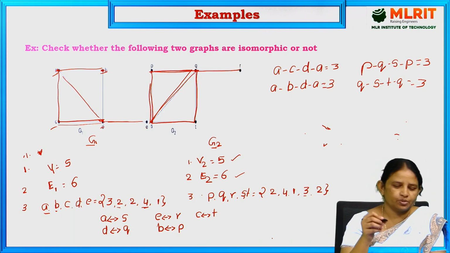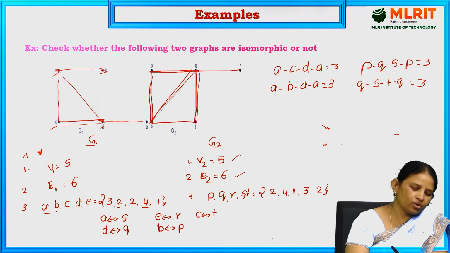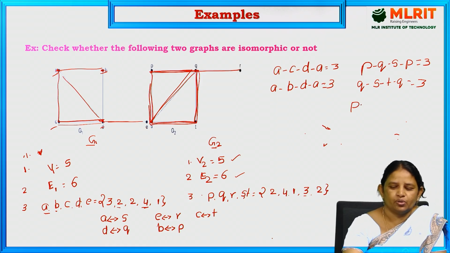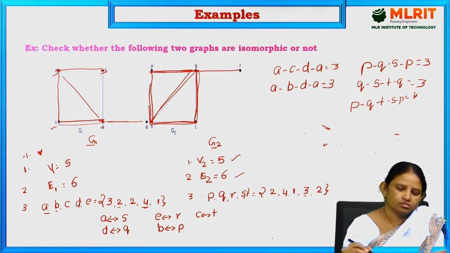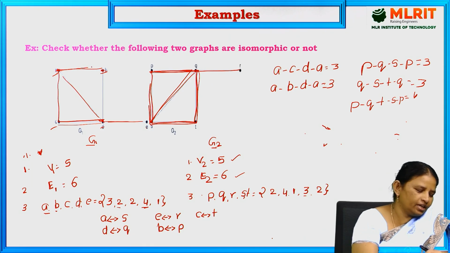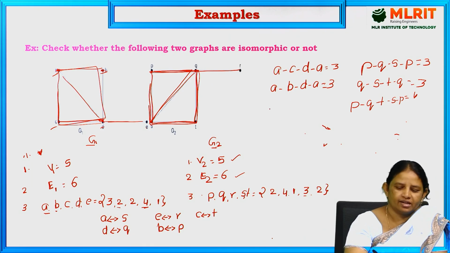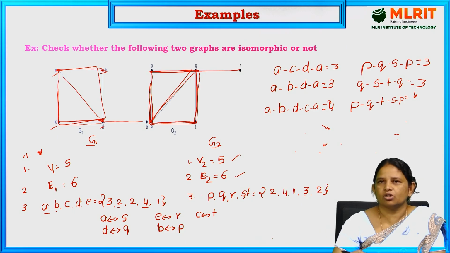One more cycle is P, Q, T, S, P, which is of length 4. Next, here also A, B, D, C, A. So total 3 cycles are there, and the cycle lengths are also equal for both.